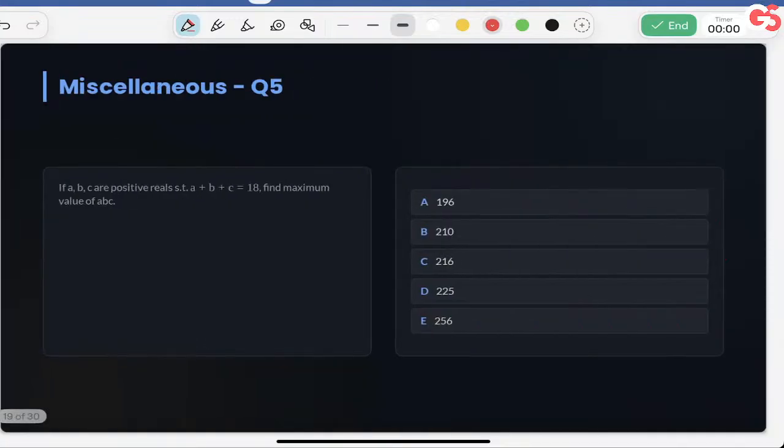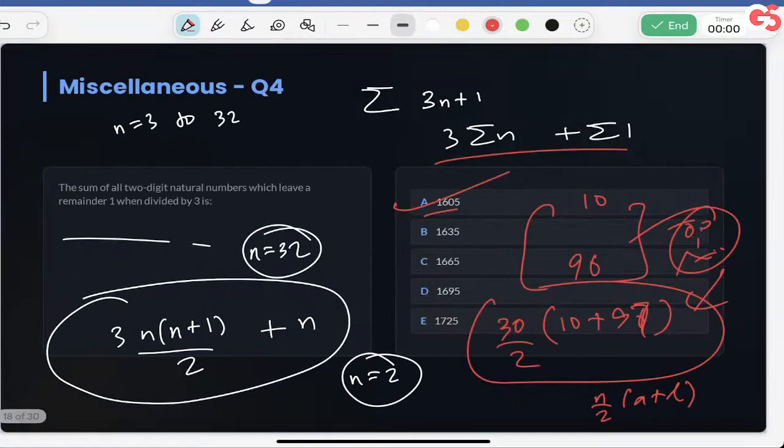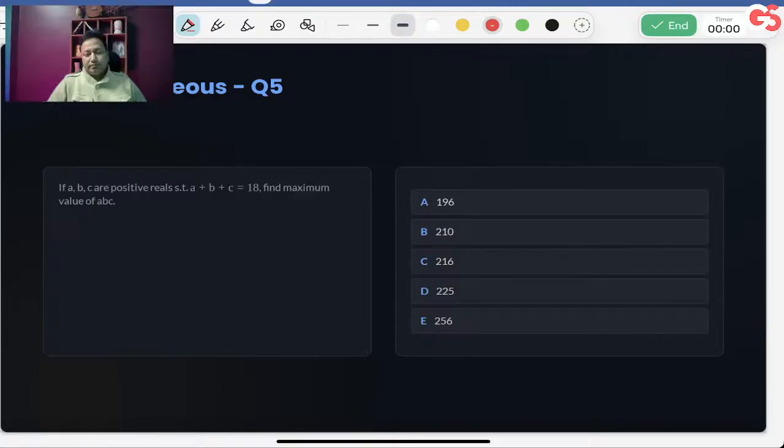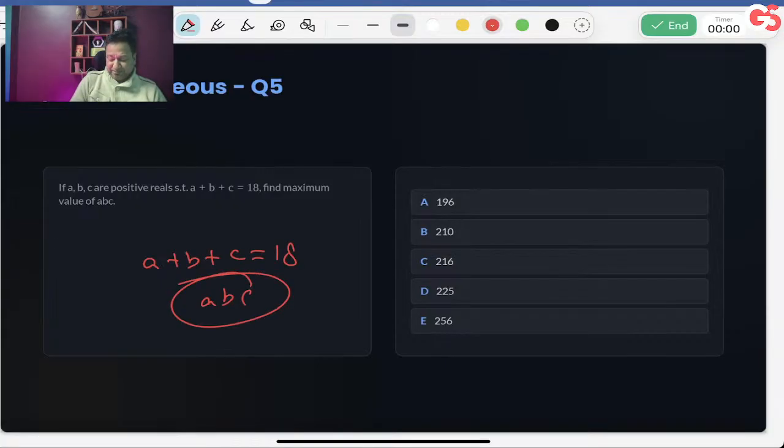Okay. The last one for the day. We did 15 questions in such a short duration of time. 1605. हाँ, ठीक है. Okay. ओहो, ये कोई सवाल है. A plus B plus C is 18. Sum is constant. So product is maximized when the numbers are as close as possible. Let all of them be 6 each. 6 into 6 into 6, 216 is the answer. That's all, guys. Done for the day.